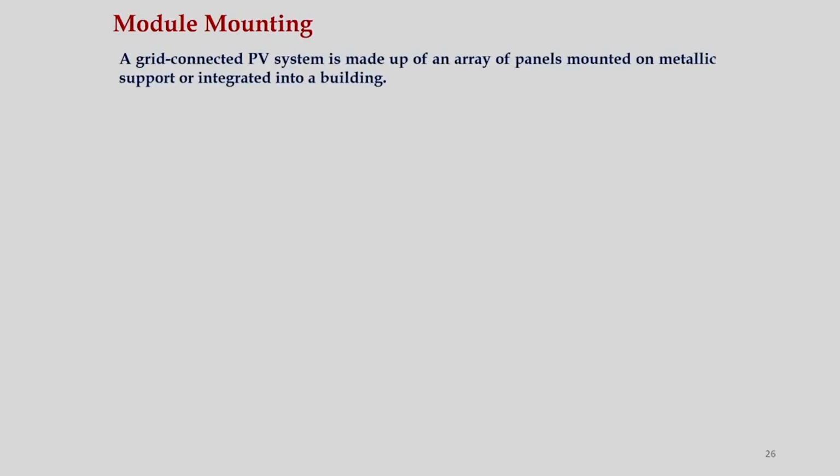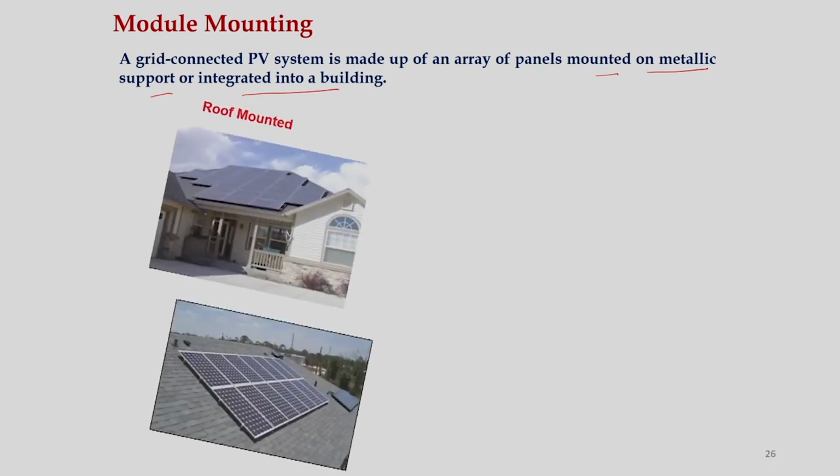So, now let us understand the module mountings. What are different configurations of mountings? As you understand, the grid connected PV system is made up of an array of panels mounted on metallic support or integrated into a building, right. So, we can see some of the configurations.